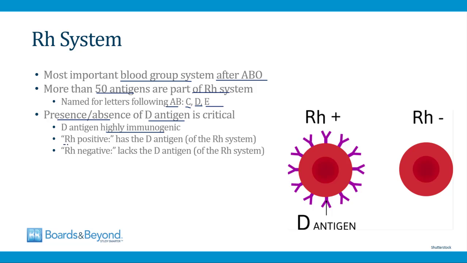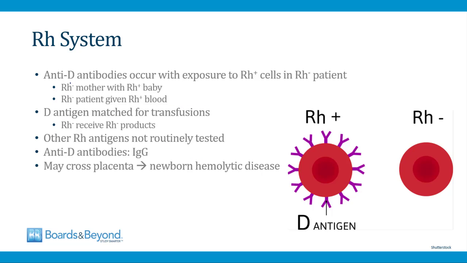So when we say a patient is Rh positive, we mean they have the D antigen of the Rh system, and when we say they're Rh negative, we mean they lack the D antigen of the Rh system.